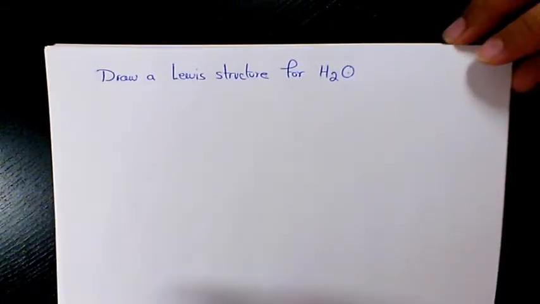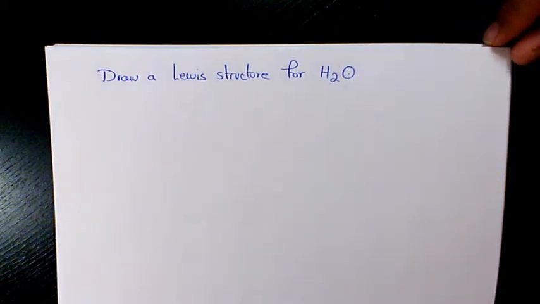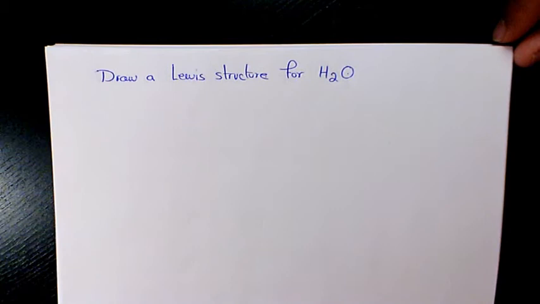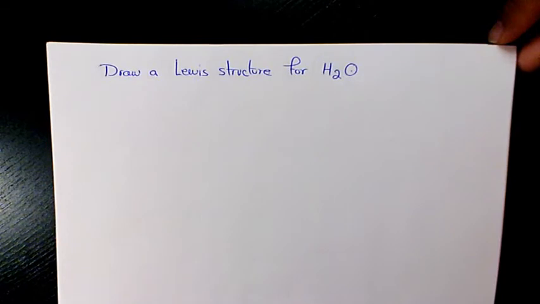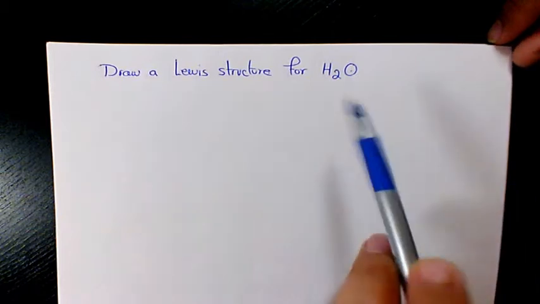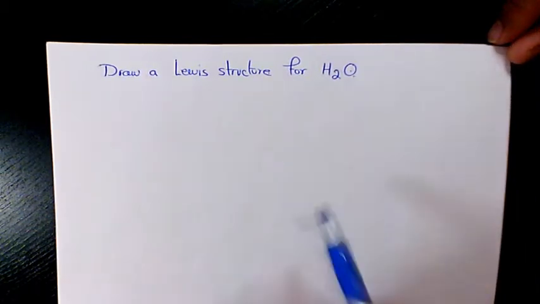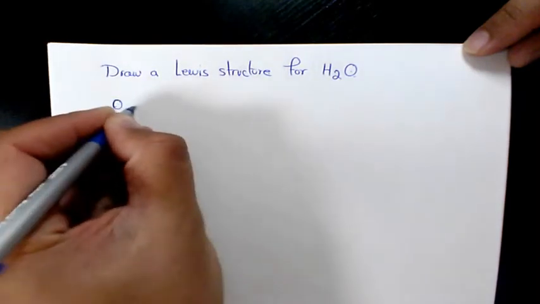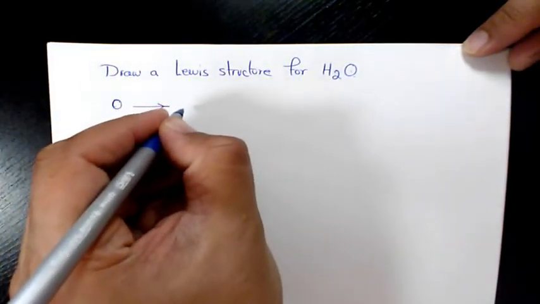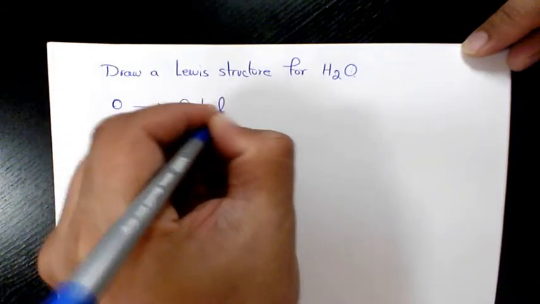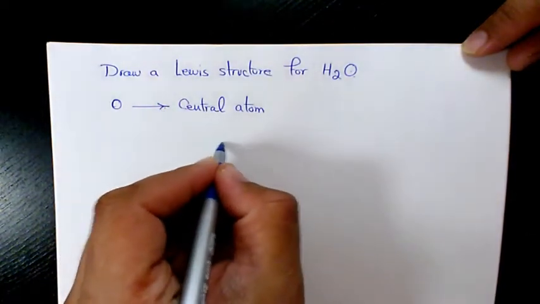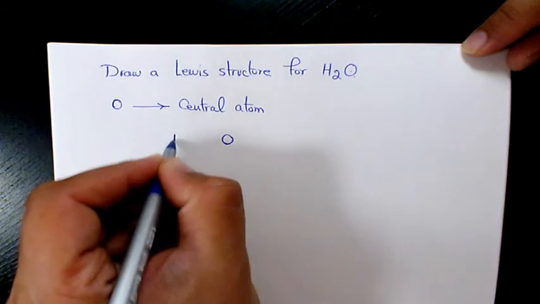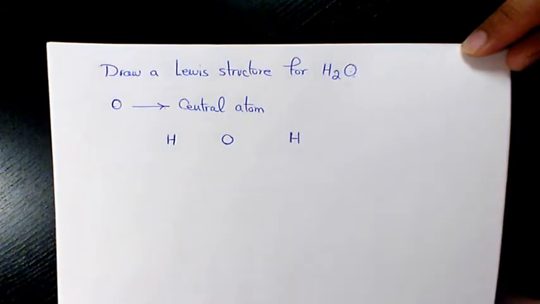Next example is draw the Lewis structure for H2O. So in this case, we need to identify the central atom, which is usually the element with the highest bonding capacity, or the element that we have in only one atom. So in this example, oxygen is going to be the central atom. So we place it like that, and we put the surrounding elements.